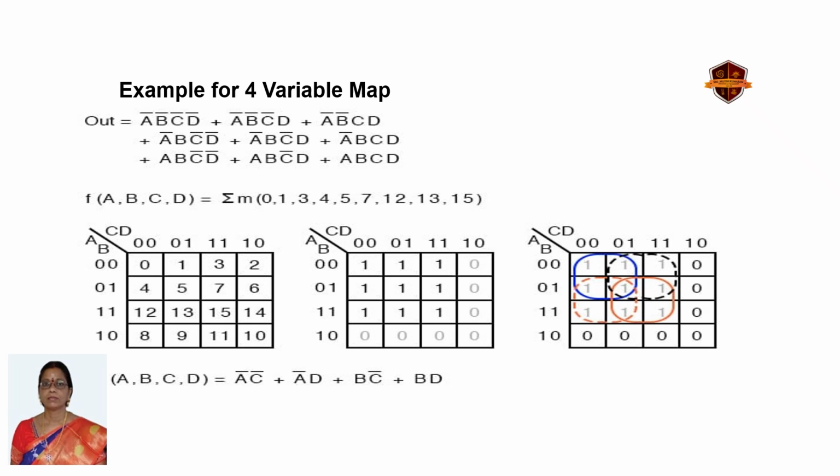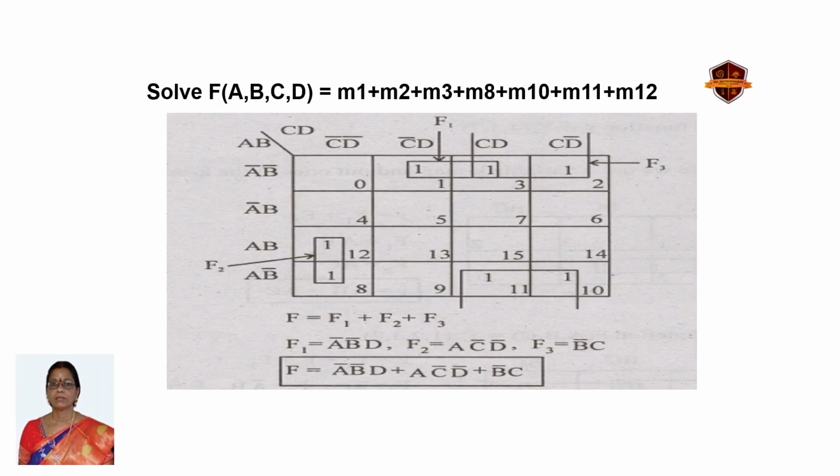The result is A bar C, A bar D plus B, C bar plus B, D, which is the simplification of the expression given in 4 variables. Thus, the circuit obtained will be simpler than the function given, and accordingly the complexity is reduced.